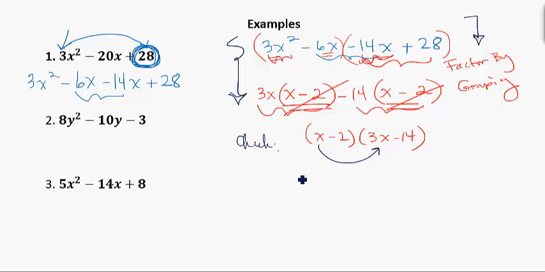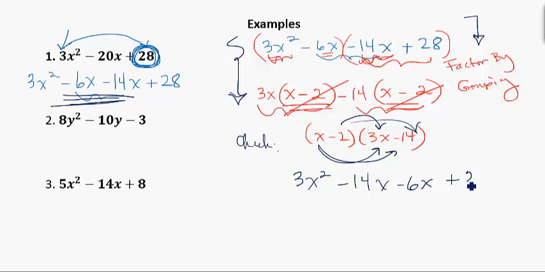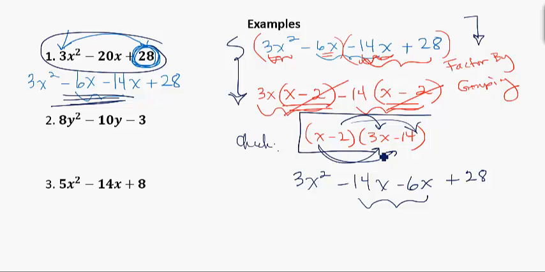So let's check this. X times 3x is 3x squared. This is going to give me a minus 14x. That gives me my minus 6x. So you can see those numbers coming back into play here. And then negative 2 times negative 14 is indeed a positive 28. Combine these, and you do get what you started with. So this is your final answer, and we know it's correct.